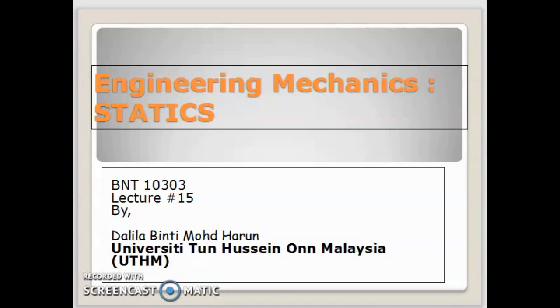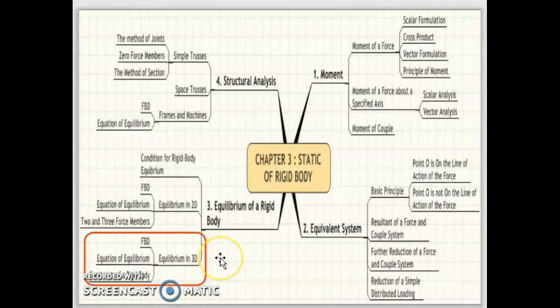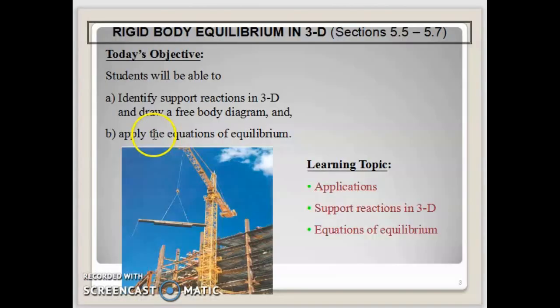Engineering Mechanics Statics, Lecture 15. This is the last section of equilibrium of rigid body, which is equilibrium in 3 dimensions. The objective is to identify support reactions in 3 dimensions, draw a free body diagram, and apply the equation of equilibrium. Previously we learned about the reaction force in a 2-dimensional joint or support.